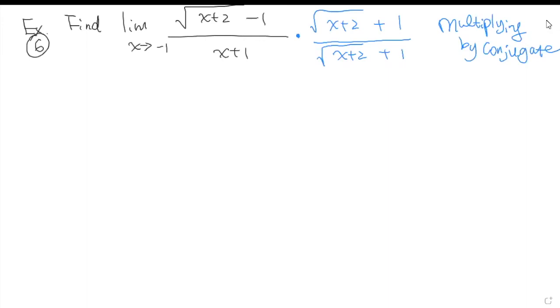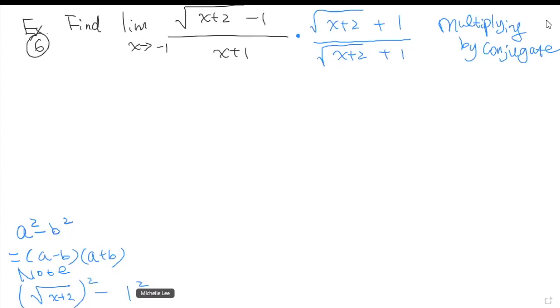Now, we do the formula difference of squares. What is it called? We did earlier a squared minus b squared, right? So that's a minus b and a plus b. We do it backwards right now, okay? So we have a minus b times a plus b. So a in this case is the square root of x plus 2, and b is 1 squared. Can you see that? Okay, then there is x plus 2 minus 1, right?